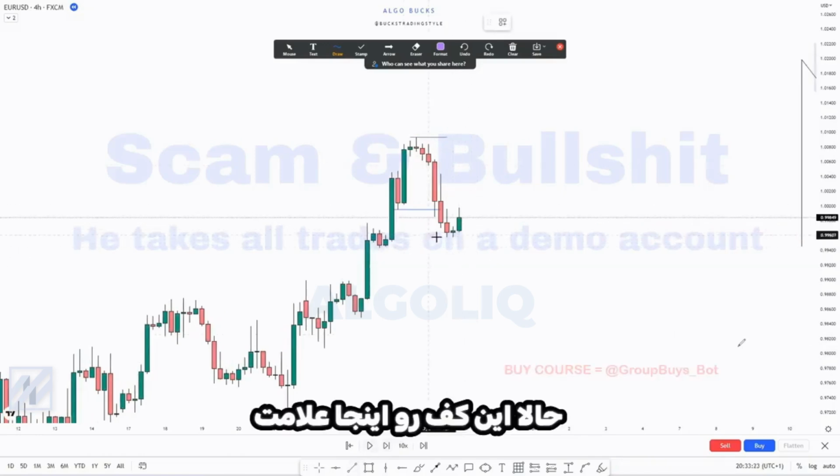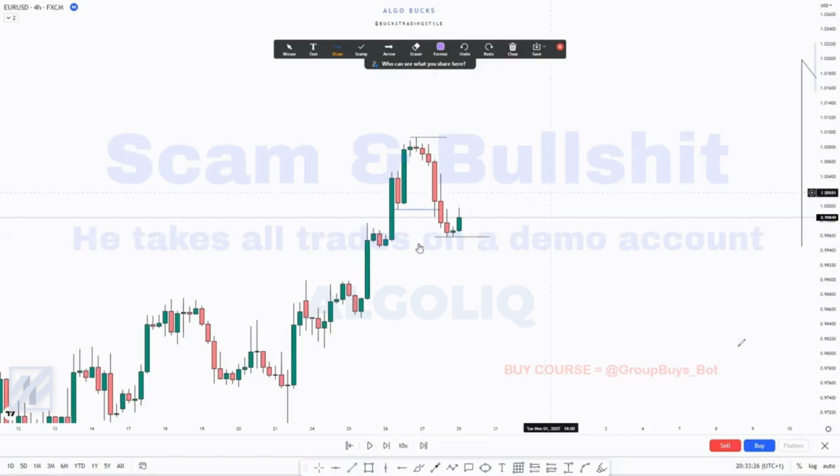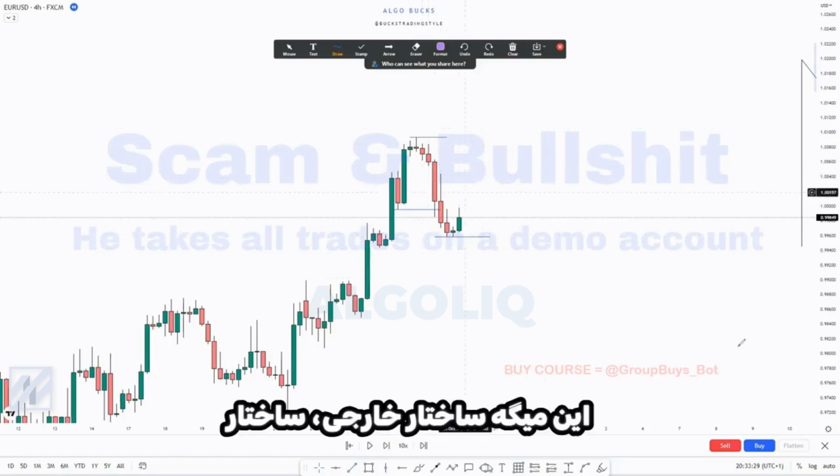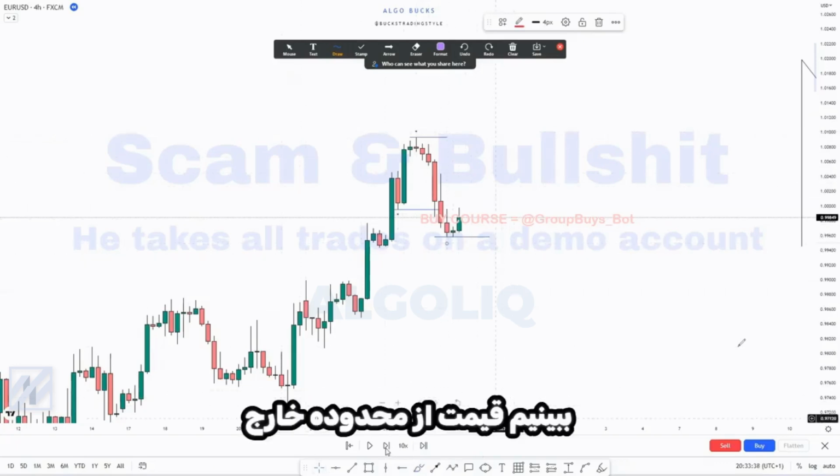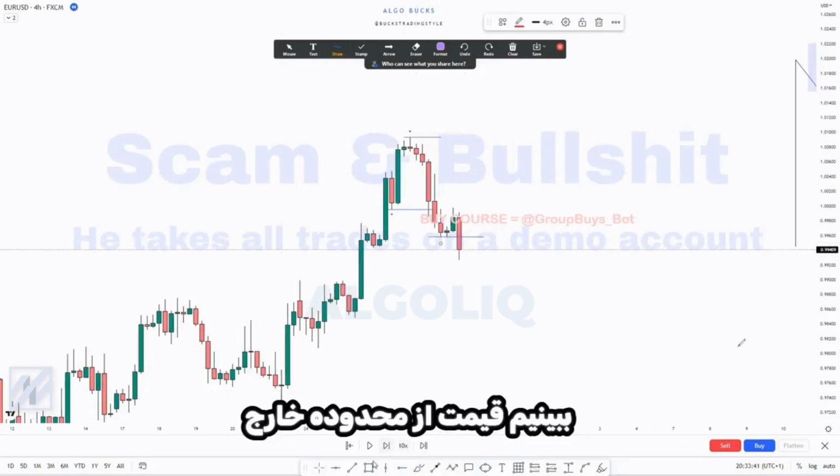So now we mark this low right here. Now we have our new range, in the sense that this is external structure, external structure, external structure. You understand? Okay. So now let's see if price breaks out of the range.